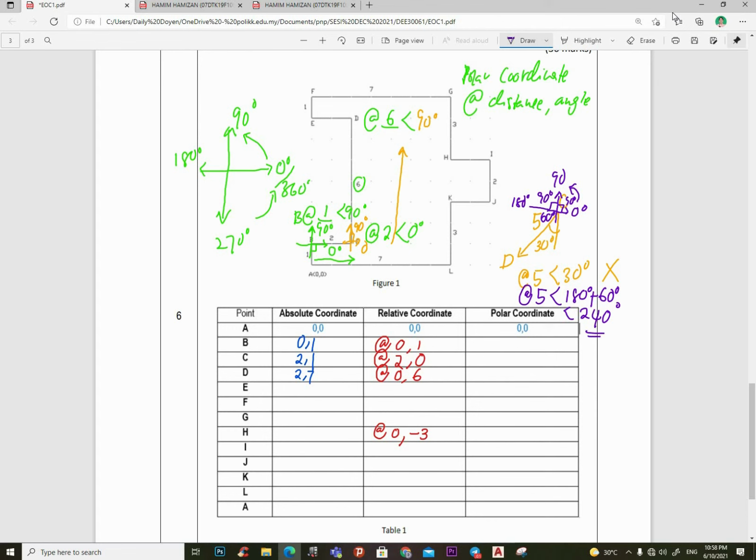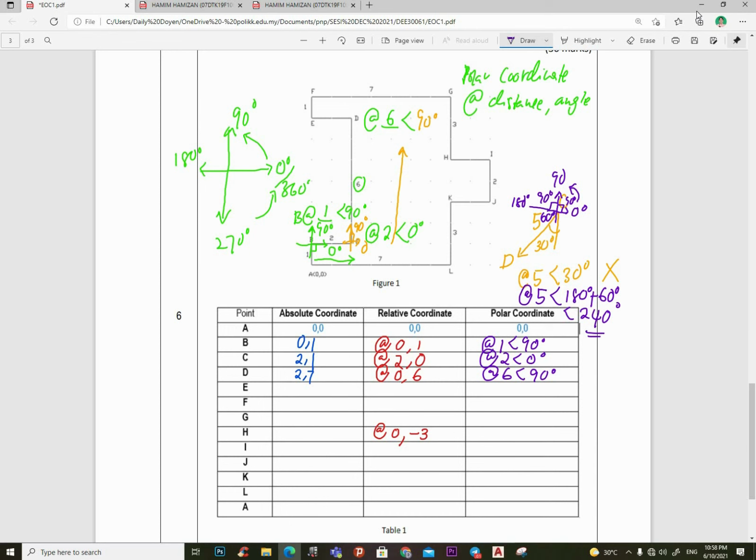Okay, so again we write down the answer for point B. Point B is equal to @1, angle is equal to 90 degrees. Point C is equal to @2, angle is 0. Point D is equal to @6 and angle is 90 degrees.